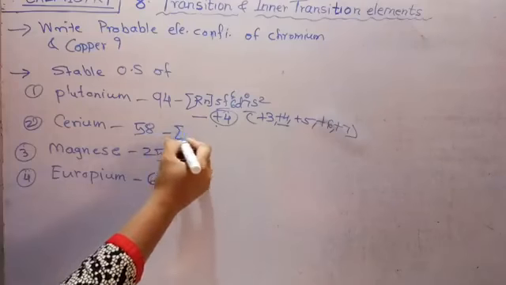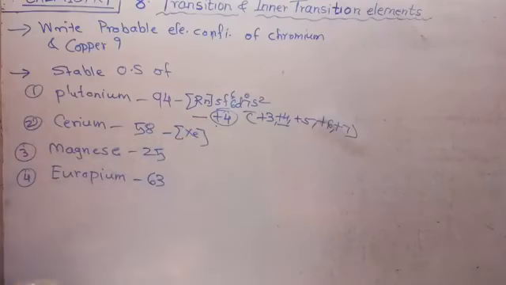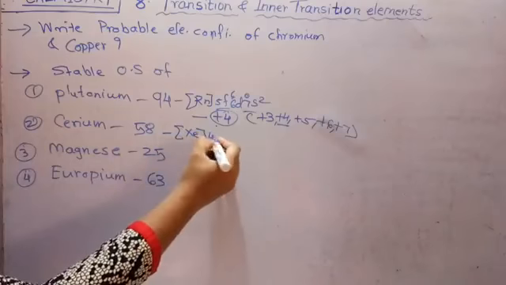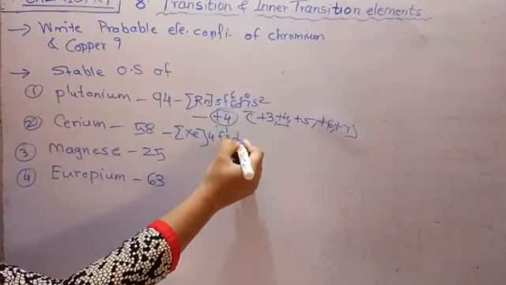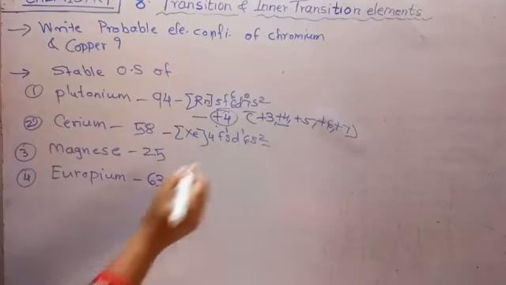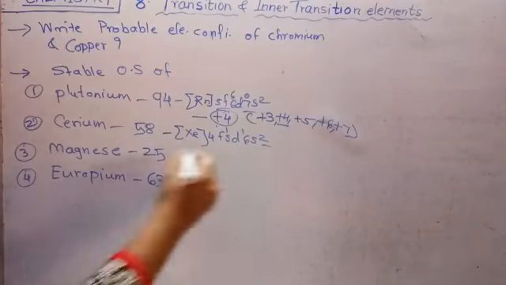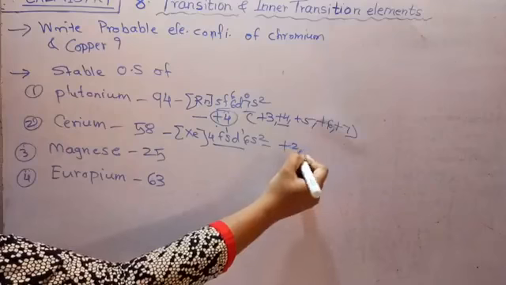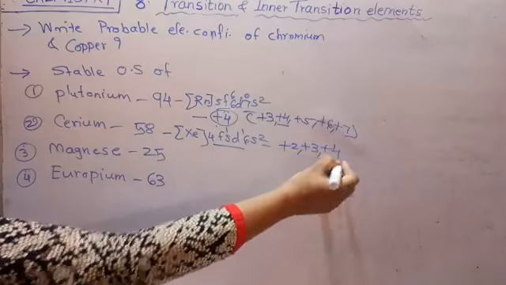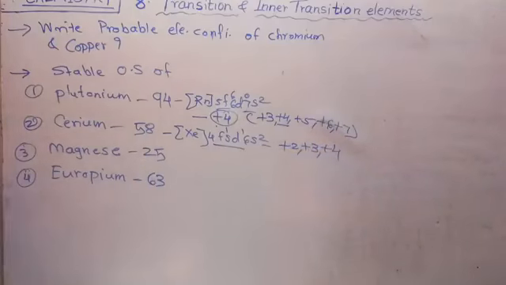Then for the cerium, electronic configuration is xenon core 4f1 5d1 6s2. There are total 4 electrons in the valence of cerium. So cerium showing the 3 oxidation states +2, +3 and +4.